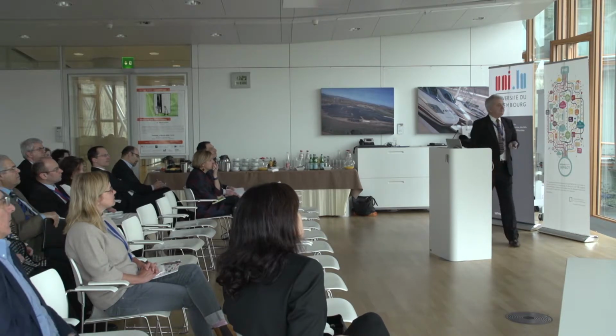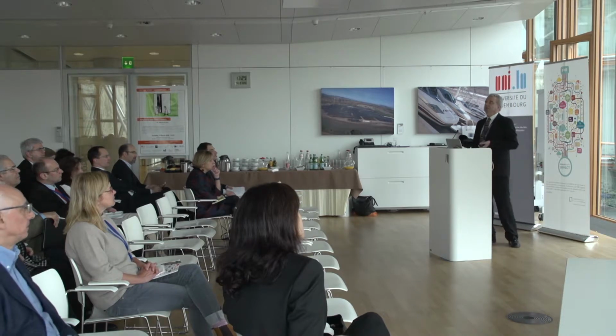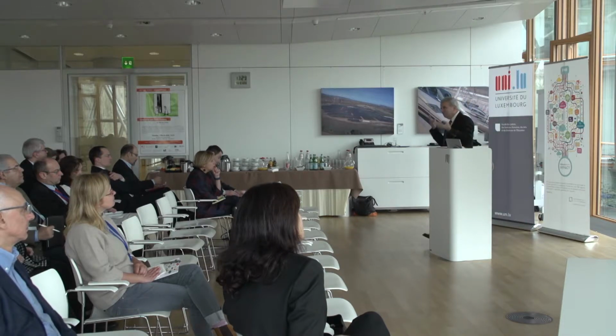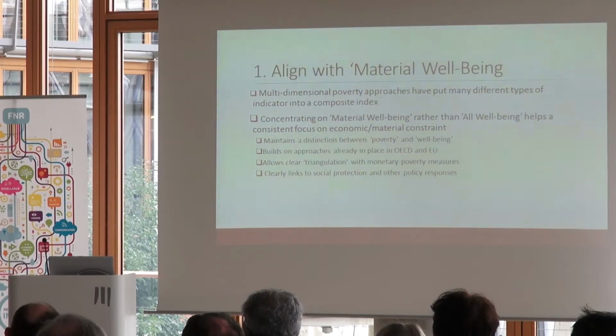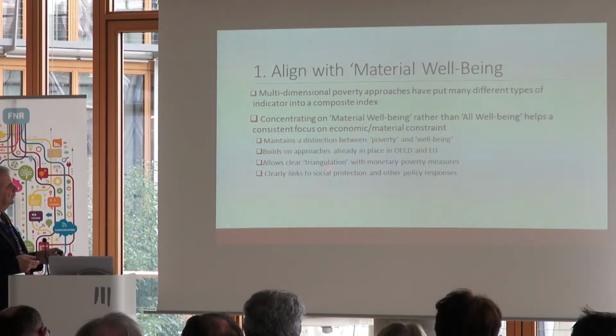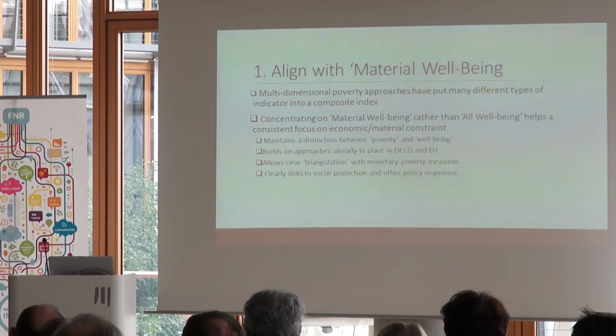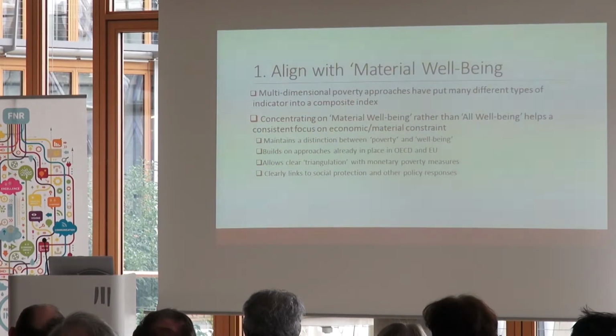It builds on approaches that are already in place in the OECD and EU. The OECD has a well-being index in which there's a set of material and a set of non-material aspects of well-being. I think that conceptually makes sense to me and allows you to understand where poverty is. But it also allows a clear triangulation with monetary poverty measures. Everyone accepts that a monetary poverty measure isn't enough on its own. So what you want to know is what is related to economic constraints or material constraints that operate alongside the lack of money. And also it clearly links to social protection and other policy responses.